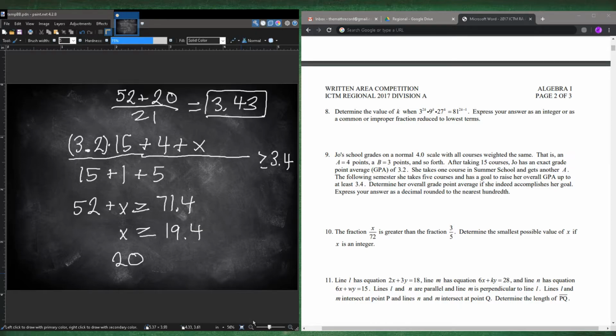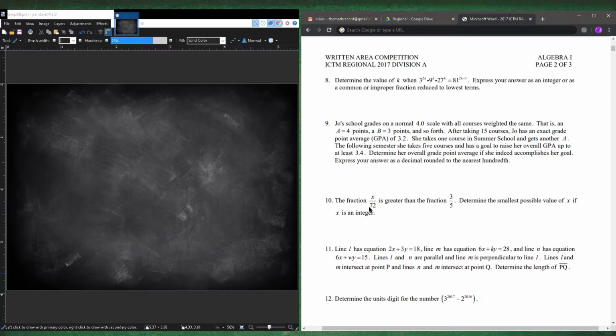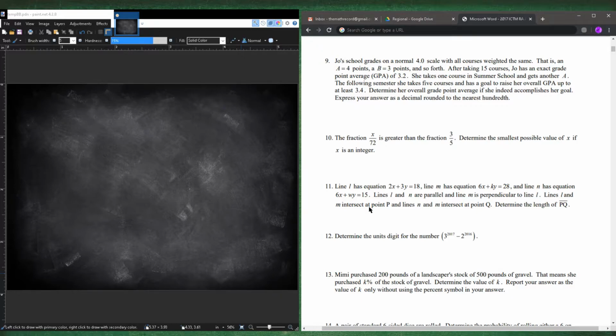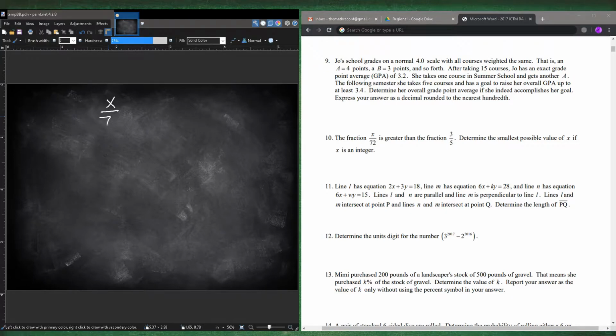Okay, so that might be a little bit longer just because it's kind of like a paragraph. Okay, number 10. The fraction x over 72 is greater than the fraction 3 over 5. Determine the smallest possible value of x if x is an integer. So we just need to multiply both sides by 72. So 3/5 times 72, put in a decimal, you get x is greater than 43.2. So the smallest integer that's greater than 43.2 is 44. So your answer for number 10 is 44.